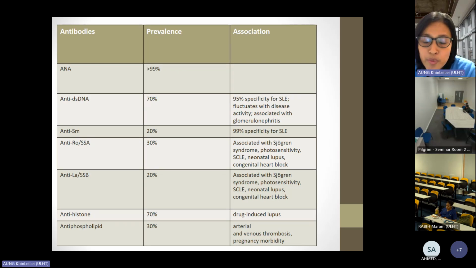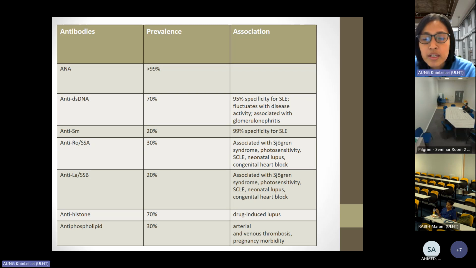So when you suspect a lupus patient, what are we going to do now? We are going to order autoantibodies. I think you're already aware of this, ANA and ENA. ANA can be seen in more than 99% of lupus patients. So if the ANA is negative, it is very, very unlikely the patient has lupus.